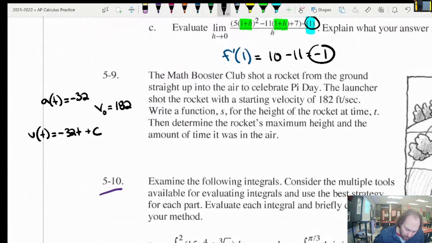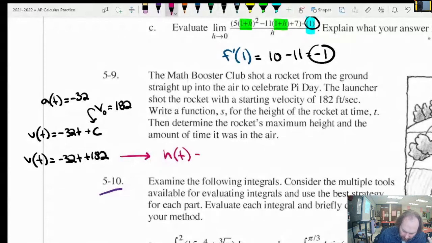And this is where the v0 comes into play, because that becomes your c. Because if you were to plug in 0 for this, we know that v of 0 is 182. That's what the initial velocity is. So this means that v of t, in this case, is negative 32t plus 182. And at this stage, we can now do the antiderivative one more time and finally write our h of t, or our position function. Because we're basically just going to take the antiderivative of this.